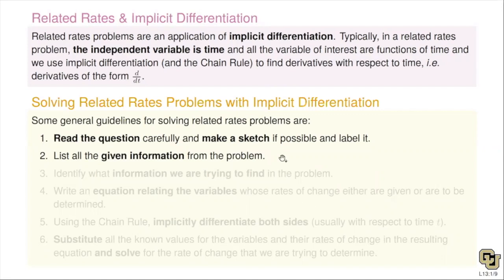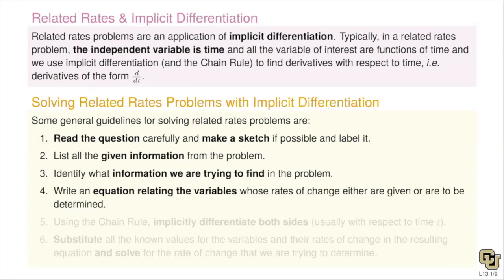So list all the given information. I also think of this as, we need to know where we're coming from. Where we're coming from is what information we're given. Then identify what information we're trying to find. So I think of this as where we're trying to get to. I need to know what information is given, and I need to know what information I'm trying to find. Then find an equation relating the given information and the information we're trying to find.